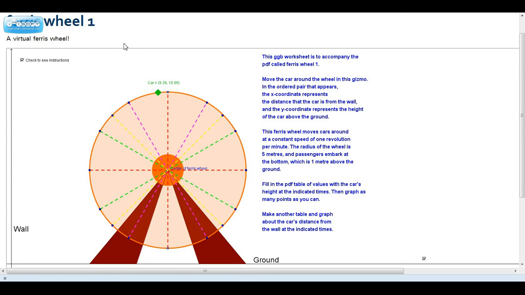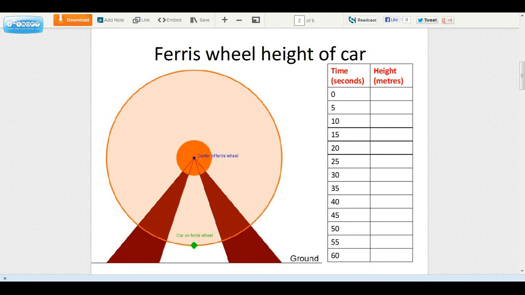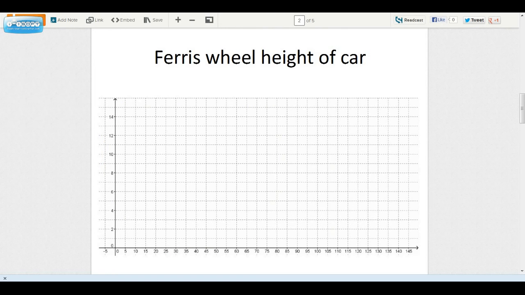The PDF document that Audrey McGoldrick designed to go with this activity looks like this. It's a chart wherein the students are going to fill out the height of the car in relationship to the time. And on the second page of the document, they're going to build a graph out of this information. The third and fourth pages of this document are going to be the height, or rather the distance, in relationship to the wall. I'll show you this one more time.